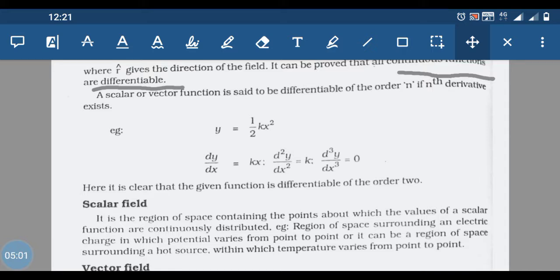If the nth derivative exists, the function is said to be differentiable of order n. In some cases, the first derivative will exist but the second derivative will not. So it is differentiable of order 1, we can say that.